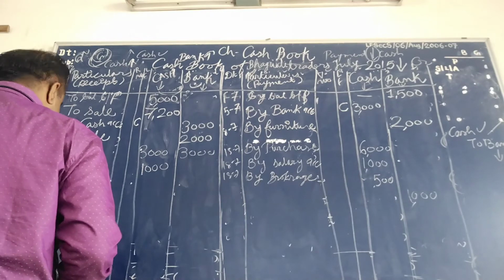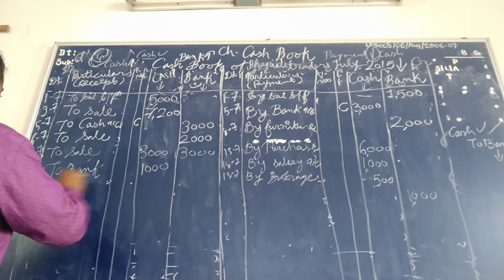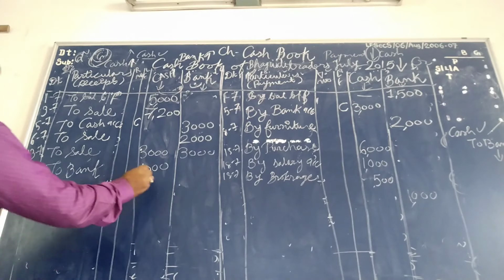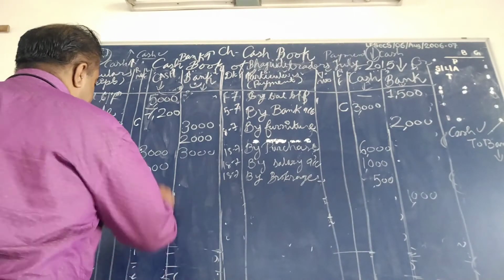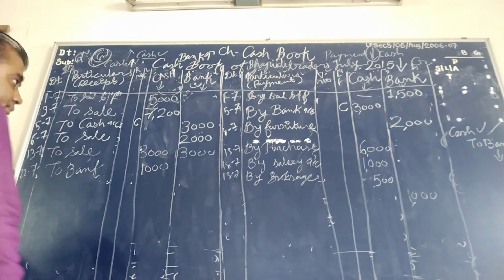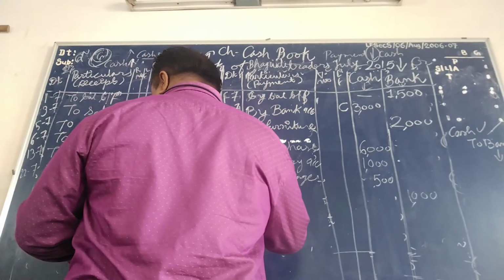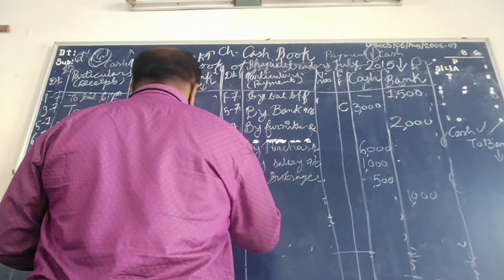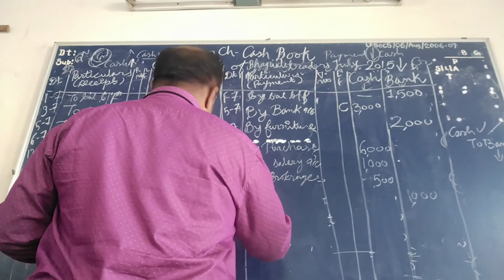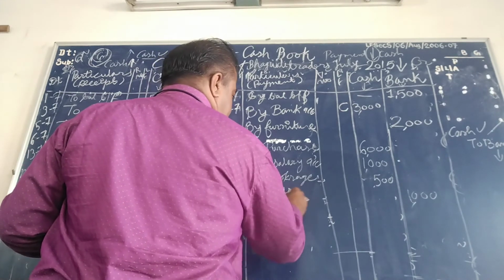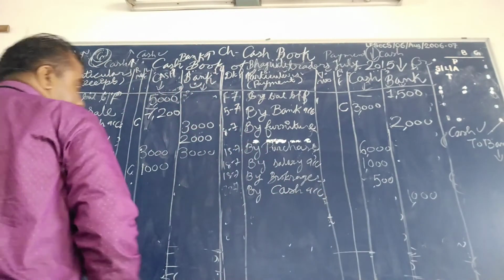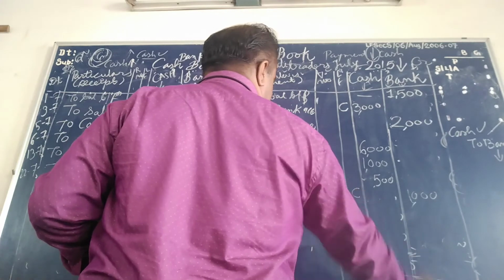it is withdrawn for the payment of electricity bill, we receive the cash. Okay, now in this column, on 22nd of July, by cash, hence it is a contra entry, so we write here C in the ledger folio column.